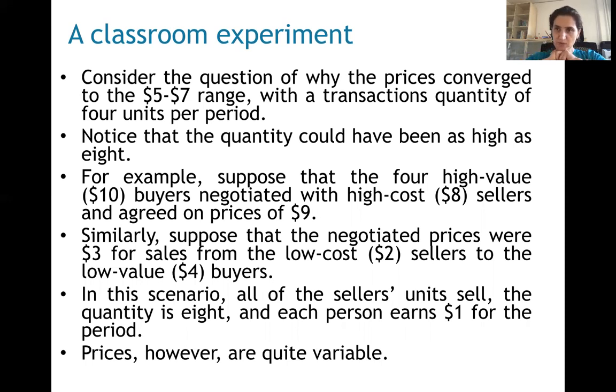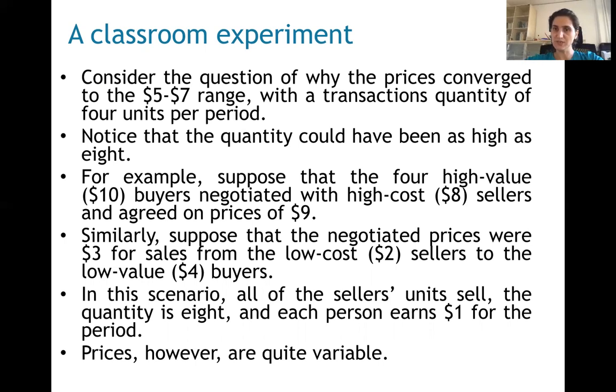If the price is between those, they can trade as well. So then 4 units would be traded between high value, high cost traders, and 4 of the items would be traded between low value buyers and low cost sellers. Okay, in this scenario, all of the sellers' units sell, the quantity is 8.